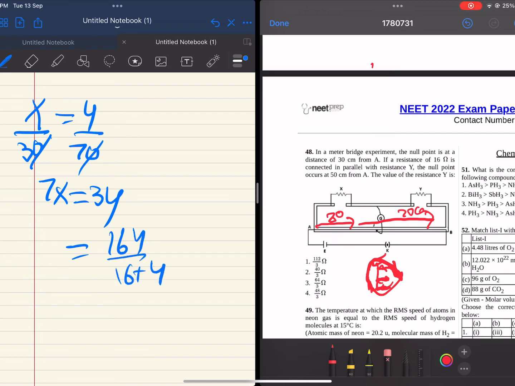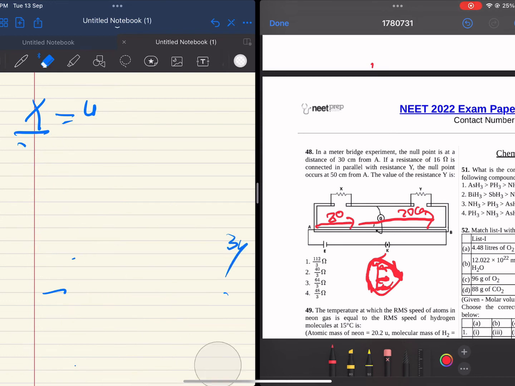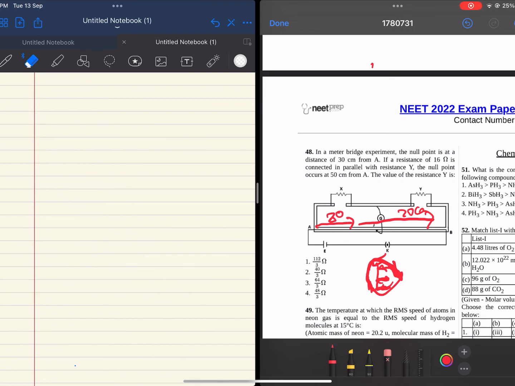Since the lengths are equal, the resistances must be equal. So now what do we do here? We just substitute this in x, that is 7 into 16y by 16 plus y is equal to 3y. Y will get cancelled. 7 into 16 is 112, which is 3 into 16 plus y, which is 48 plus 3y. 48 taken there comes out to be 64, which is equal to 3y. So y comes out to be equal to 64 by 3, which is the value we want in this question, the resistance of y.